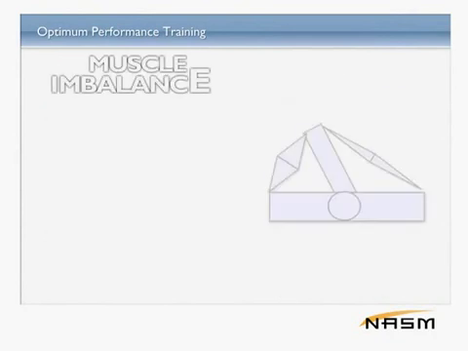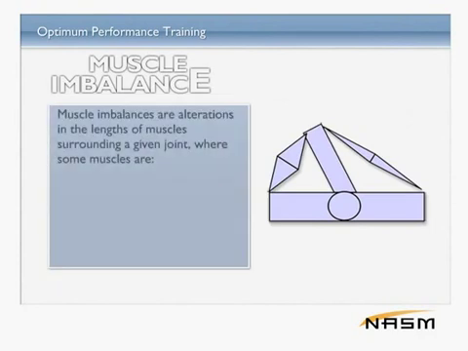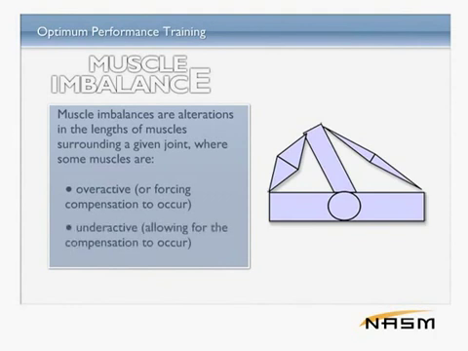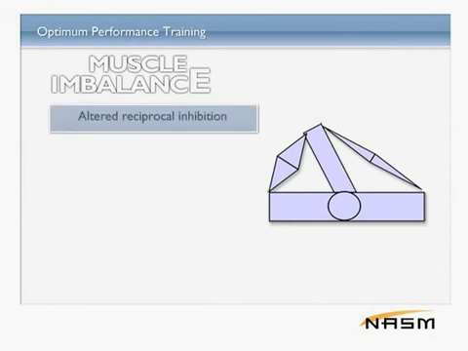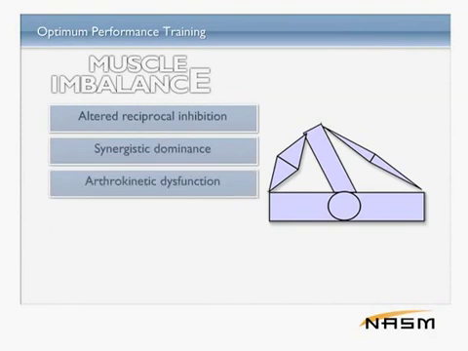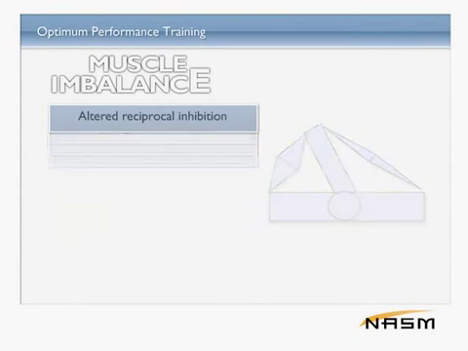Muscle imbalances caused by abnormal structural and functional efficiency of the kinetic chain are alterations in the lengths of muscles surrounding a given joint where some muscles are overactive or forcing compensation to occur, and other muscles may be underactive, allowing for the compensation to occur. Muscle imbalances result from or can lead to altered reciprocal inhibition, synergistic dominance, arthrokinetic dysfunction, and overall decreased neuromuscular control.